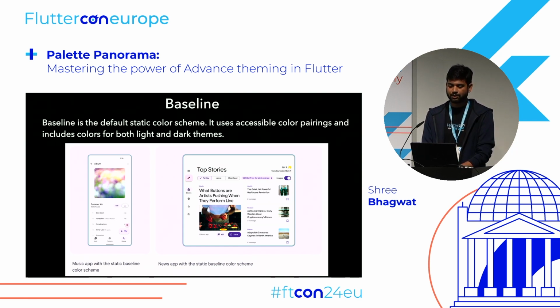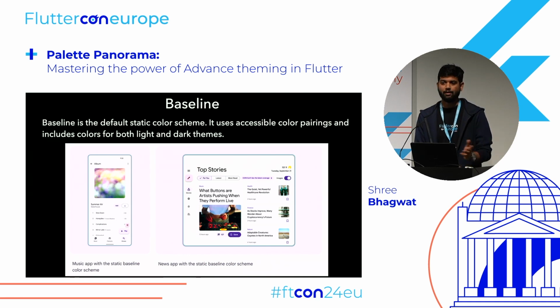It uses accessible color pairing and includes colors for both light and dark theme. So you can see there's an image on the screen. Okay. So I've just given a purple color, a light purple color shade, when we created this theme, and the entire baseline created the color scheme from all the colors that you can see. So there is light pink, there is pink. So all the colors and hues are created by material component. I didn't have to do anything.